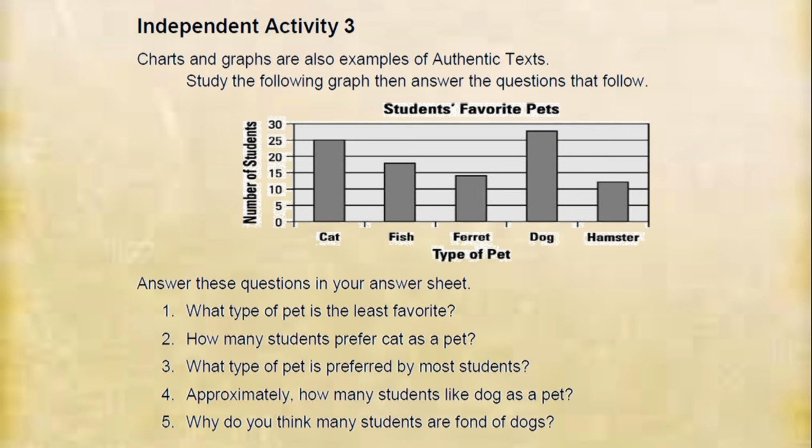1. What type of pet is the least favorite? 2. How many students prefer cat as a pet? 3. What type of pet is preferred by most students? 4. Approximately, how many students like dog as a pet? 5. Why do you think many students are fond of dogs?